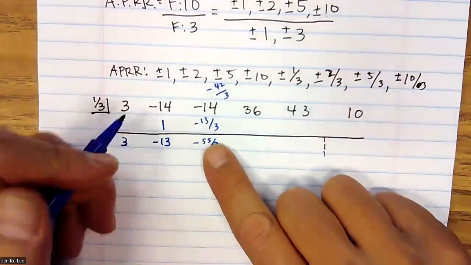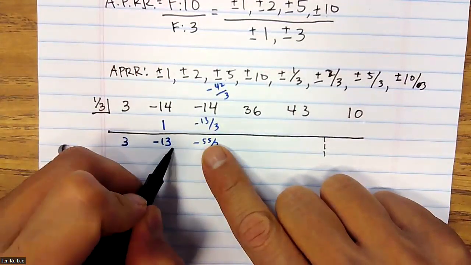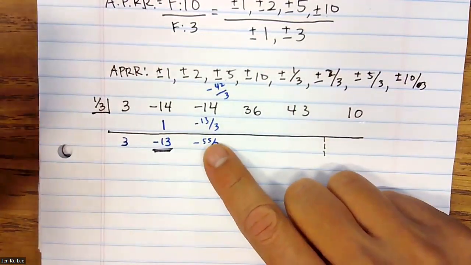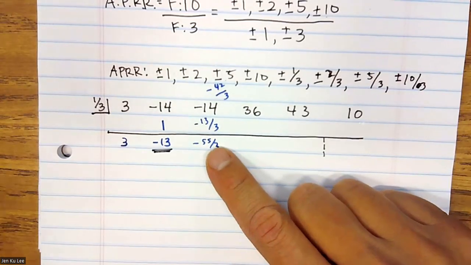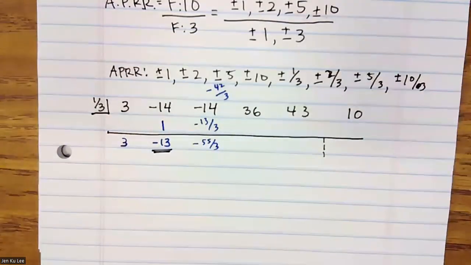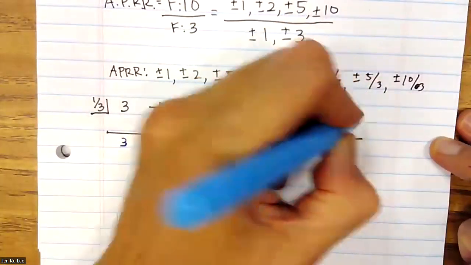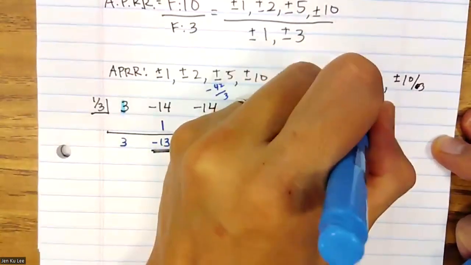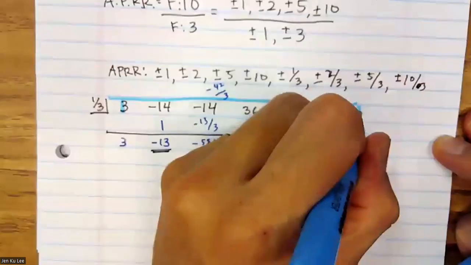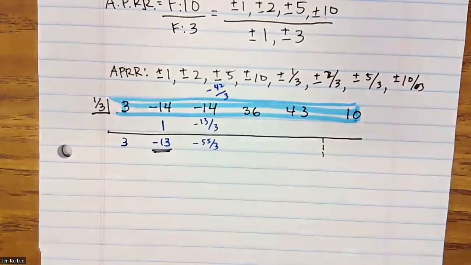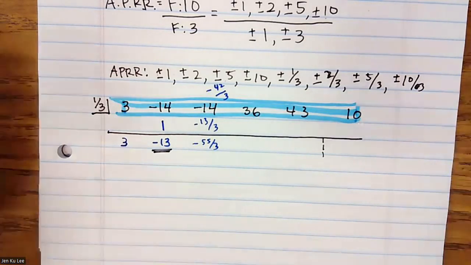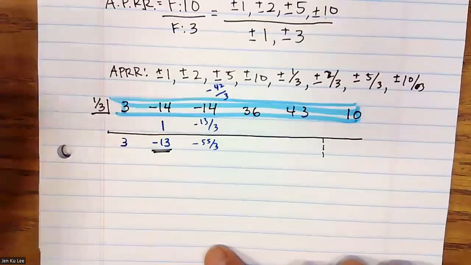Okay, so once you hit a number that is not a multiple of your denominator, I'm going to stop. Okay, so I know I'm going to have to use that first row again. So I'm going to highlight it because I want my eyes to go there. Right? Okay, I'm going to try negative 1/3.